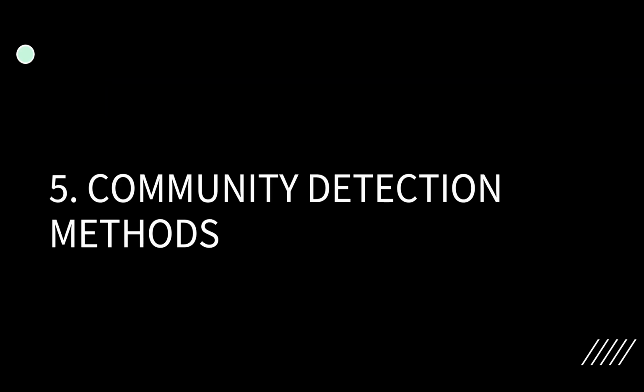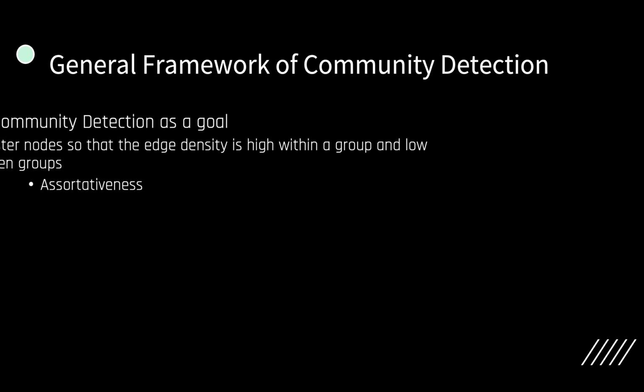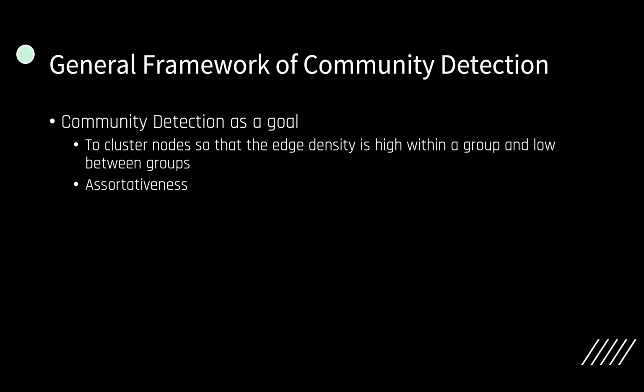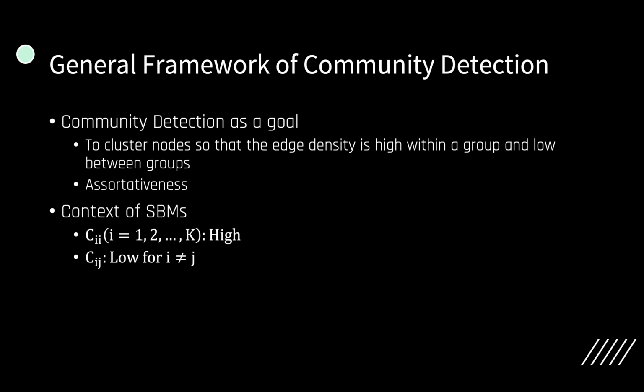Now in this part, I'll introduce some community detection methods. Without the pretext of statistical or probabilistic modeling, community detection can be the goal of analyzing a network, which is to cluster nodes so that the edge density is high within a group and low between groups. And this concept is also called assortativeness. In the context of SBMs, this means that Cii is high, whereas Cij is low, where i and j are different components.